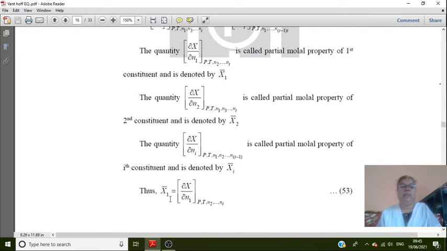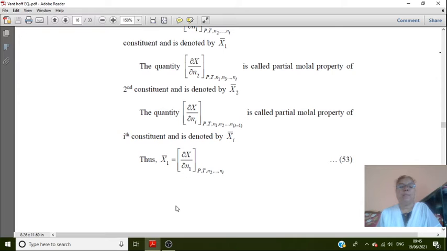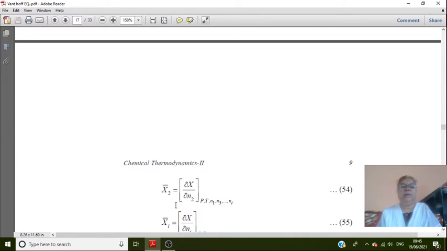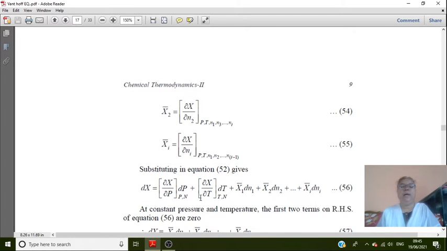Thus, in general, we can write X1 bar is equal to ∂X/∂n1 at constant pressure, temperature, n2 up to ni, and X2 bar is equal to ∂X/∂n2 at constant pressure, temperature, n1, n3 up to ni, and Xi bar is equal to ∂X/∂ni at constant pressure, temperature, n1, n2 up to n of i minus 1 constituent.